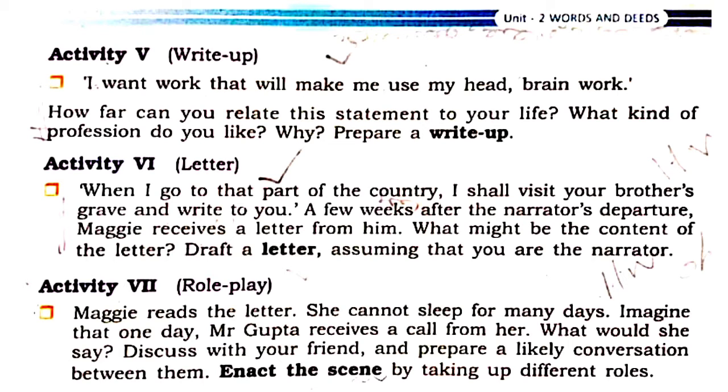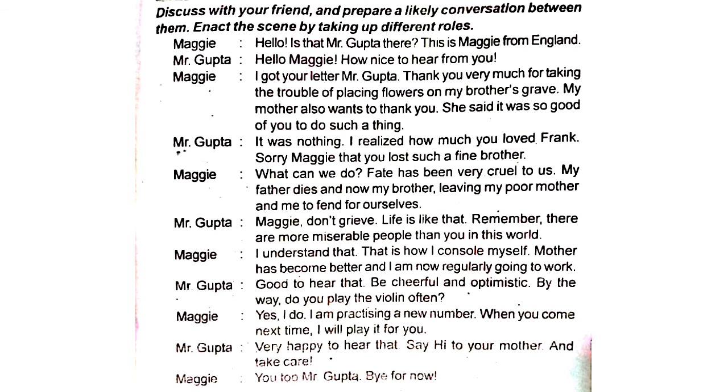What would she say? Discuss with your friend and prepare the likely conversation between them. Enact the scene by taking up different roles. So here is the seventh one, that is role play. There is a conversation between Mr. Gupta and Maggie. Okay, you can write. Come on, like that, there is a model.